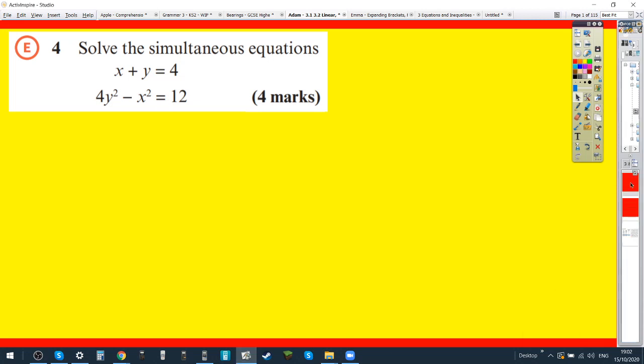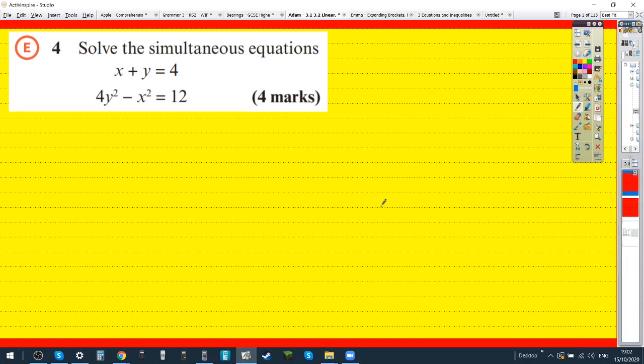So would you split up 4y and x first? X squared, 4y squared and x squared first. Oh no. So what would you get if you did that? You'd get... would it just be 4y in brackets and then another 4y in brackets?